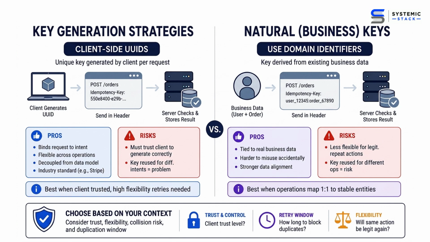On the other hand, you can use natural keys from the business domain, like a combination of a user ID and an order ID. This can be more robust because it's tied to the actual data, but it might not be flexible enough if a user needs to genuinely repeat an action. Most high-scale APIs, like Stripe's, lean toward the client-generated header approach because it's flexible and decoupled from the internal data structure. When you're discussing this, mention that the choice depends on your trust level with the client and the specific requirements for how long a duplicate should be blocked.